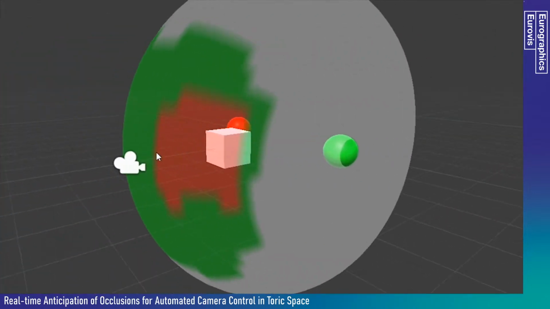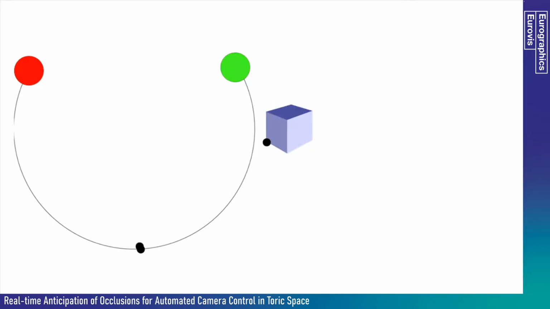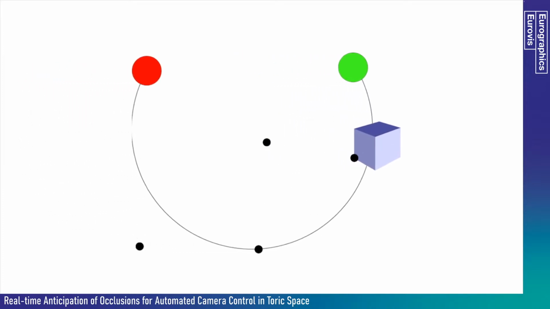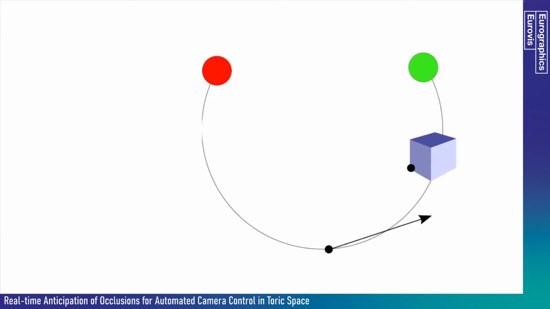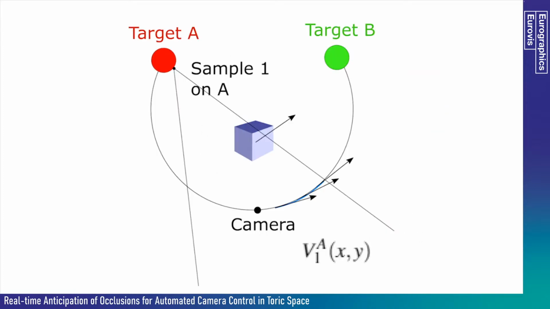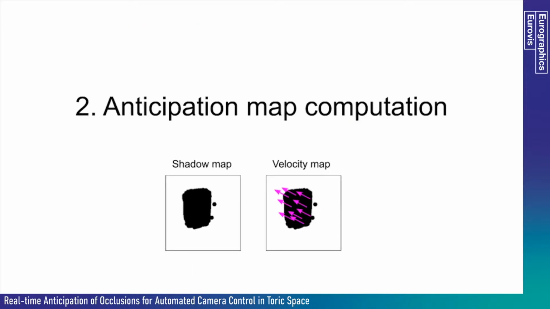In the same way, we compute the velocity of the occluders relative to the toric surface tangent basis. By derivating the position of the toric surface and the occluders, we have their velocity, and we transform the relative velocity in the tangent toric surface basis. This gives us the 2 maps, as the image shows here. We use these maps to compute the anticipation map.